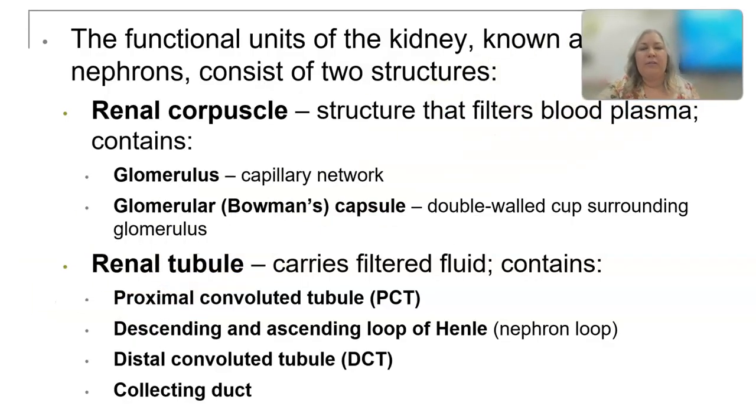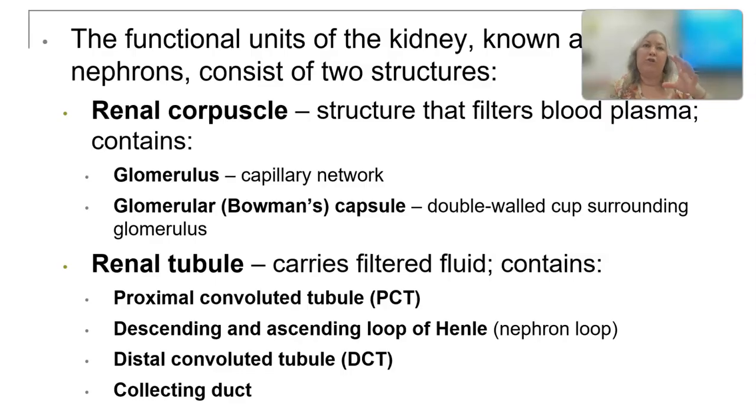So now we're going to zoom in even closer to the components of an individual nephron. We mentioned those little bulbs where the blood flow kind of comes into each nephron is called the renal corpuscle, and it contains a capillary network called the glomerulus, and then a little connective tissue capsule called the glomerular or Bowman's capsule.